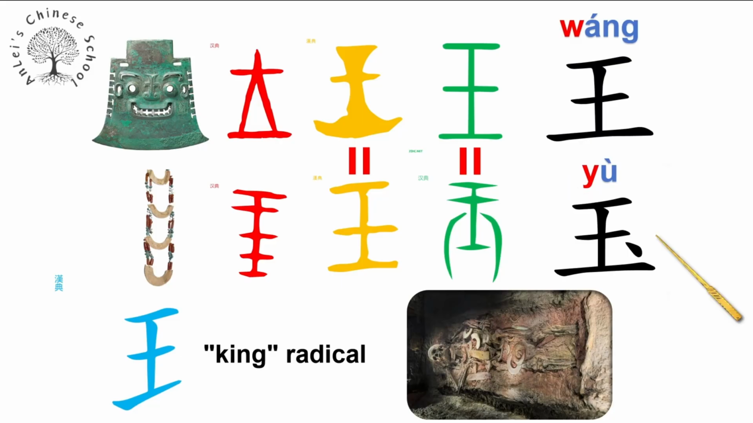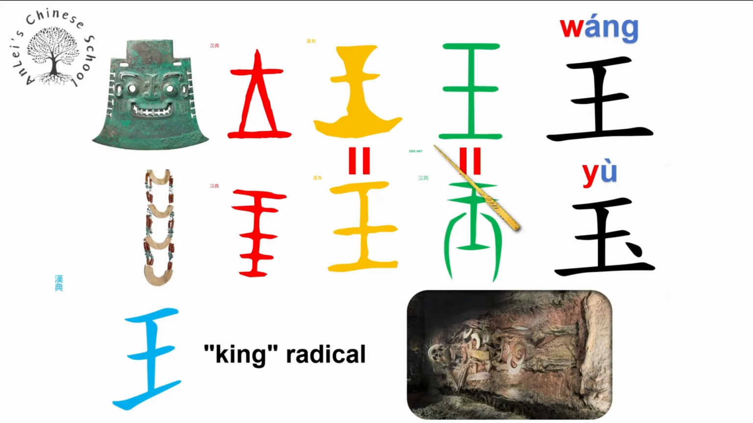Next, let's take a look at the character Yu. In the oracle inscription, the character looks like a string of jade pendants. Ancient Chinese people believed that jade could preserve the corpse from decay, so jade objects were buried as funeral items in the tombs of kings and nobles. Actually, the bronze axe and the jade pendant were all excavated from ancient tombs. The bronze inscription is three horizontal strokes and one vertical stroke.